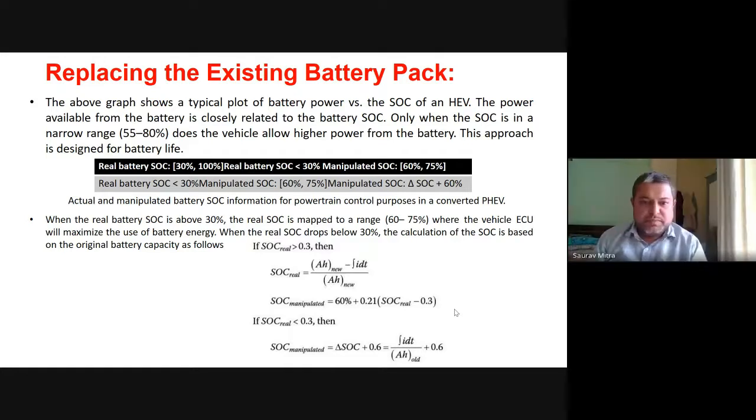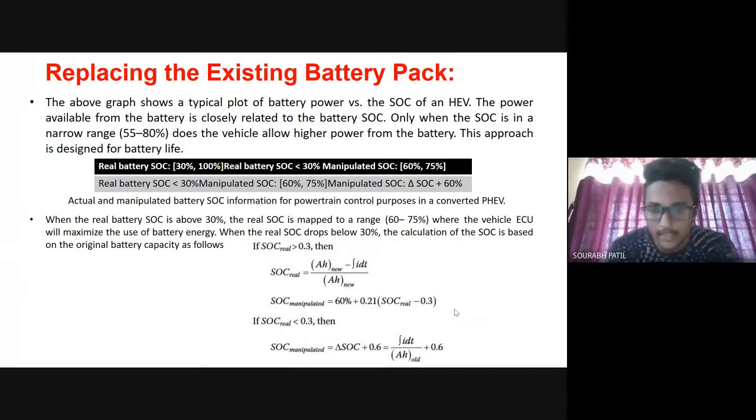Yes, correct. Proceed. If SOC real is less than 30%, then manipulated SOC can be calculated as delta SOC plus 0.6. That is nothing but equal to integration IDT by AH old, means capacity of the old battery, plus 0.6.